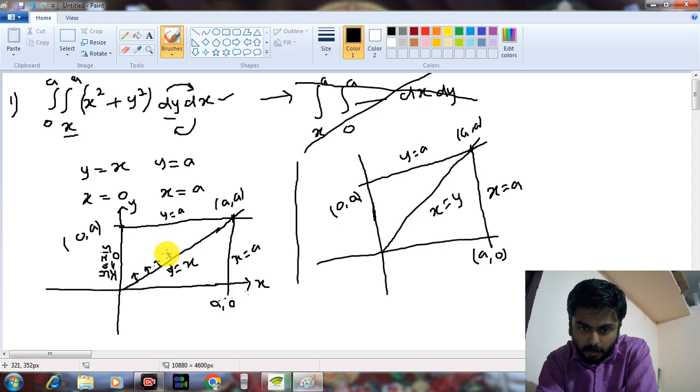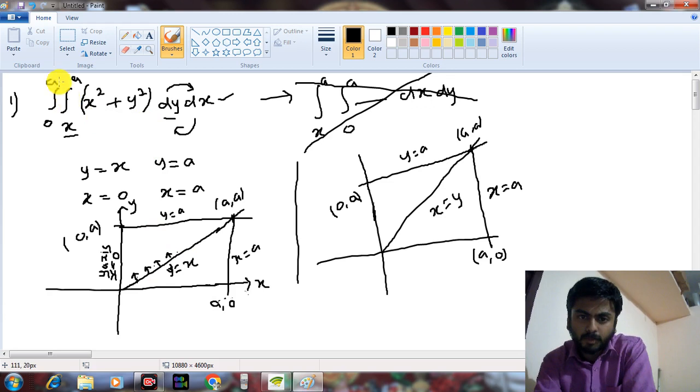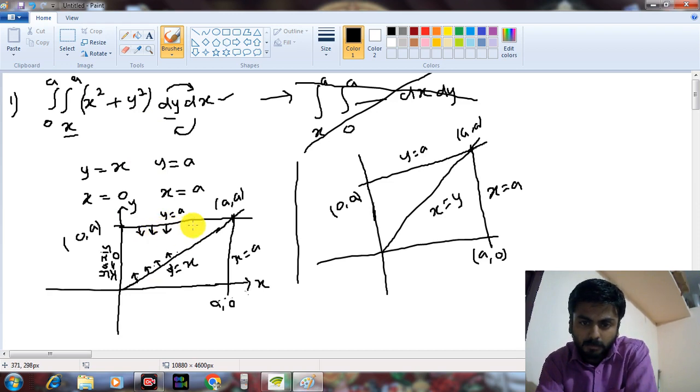Then up to y equal to a, and the region should not exceed this upper limit. So our region of integration is existing here.